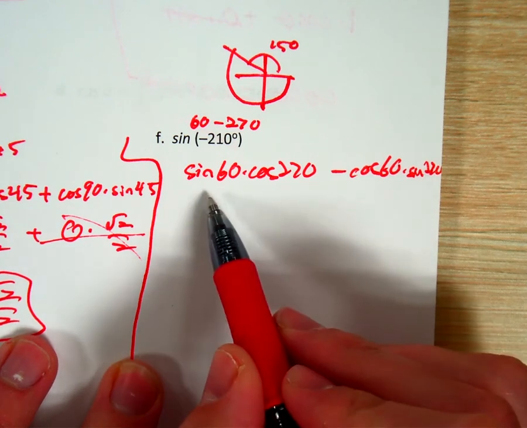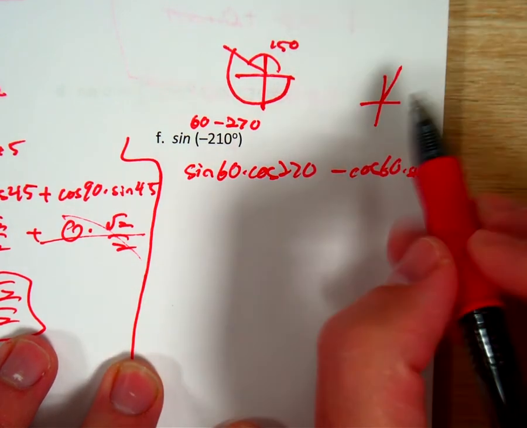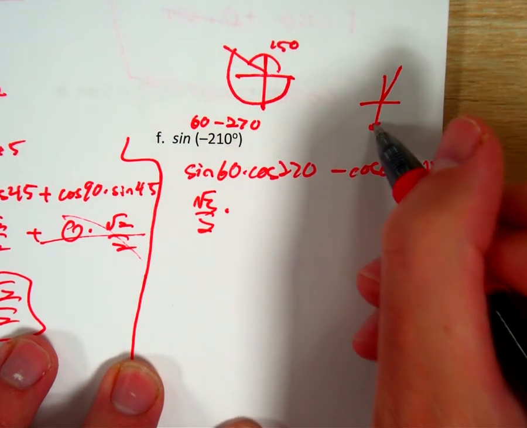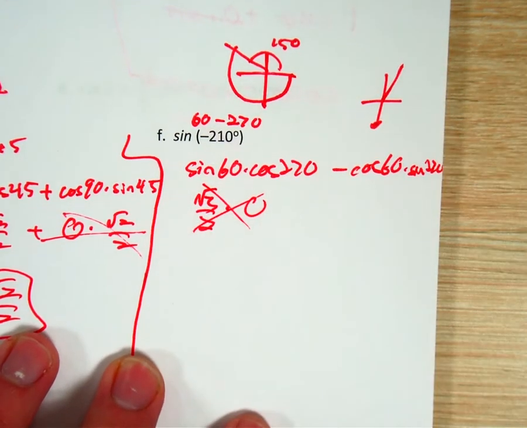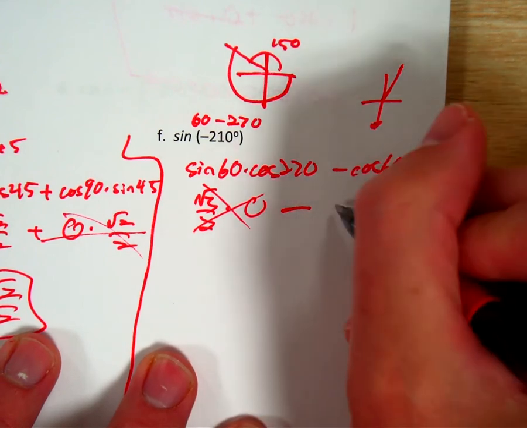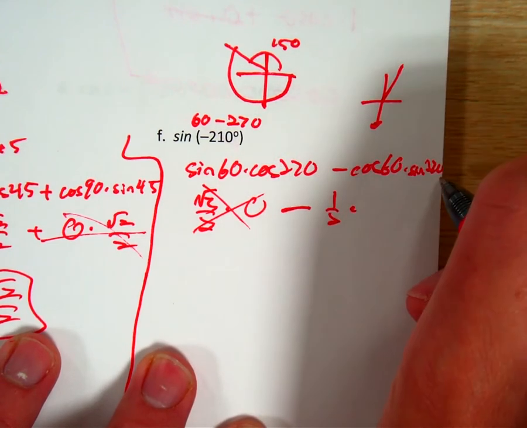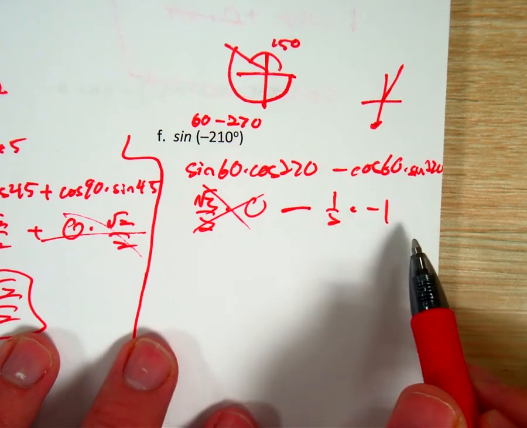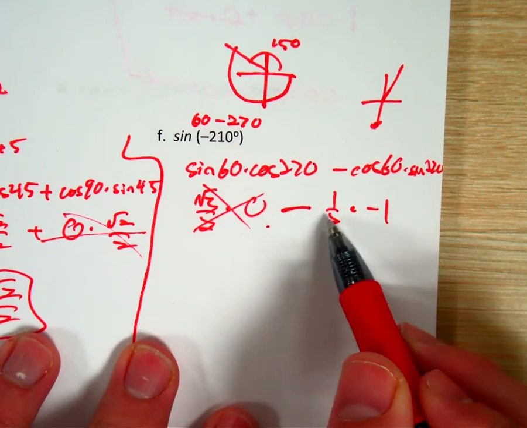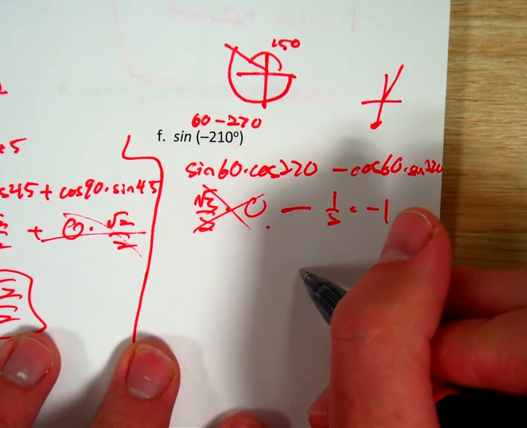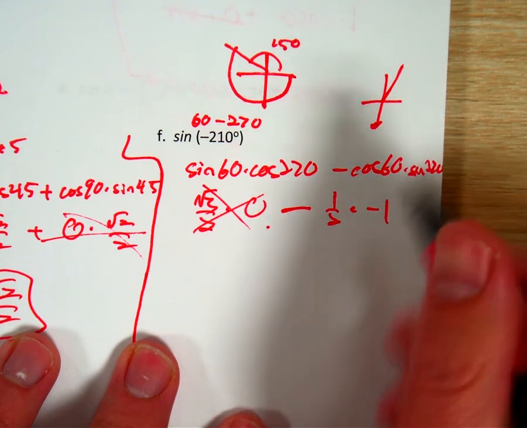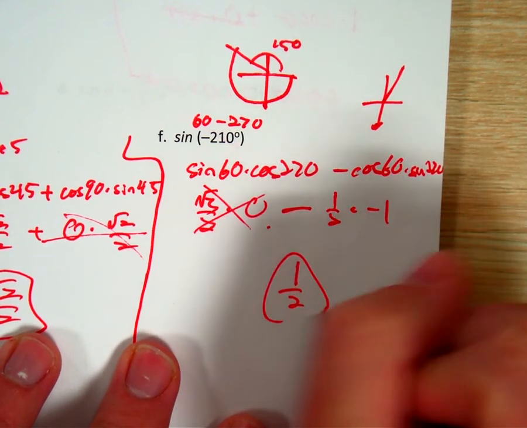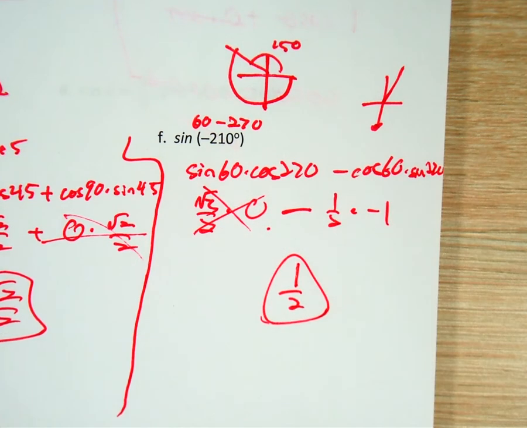Okay, so sine of 60 is radical 3 over 2, times cosine of 270, which is 0. Nothing. Minus cosine of 60, which is a half, times sine of 270, which is negative 1. So it's minus 1/2 times negative 1, so it's going to be negative a half minus negative, which makes it a positive. A couple ways you could look at it. You could look at it that way. You could look at this as being just a negative a half times negative 1. Either way, we're coming out to a positive half, which is what we were expecting.